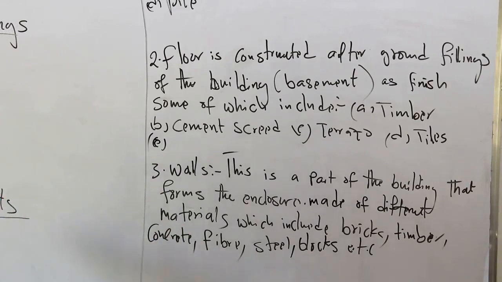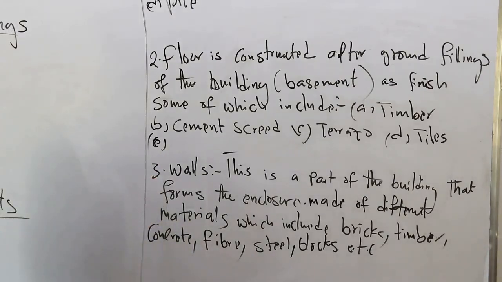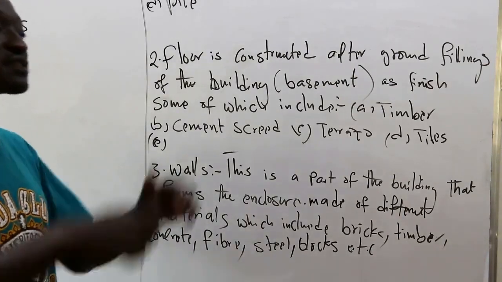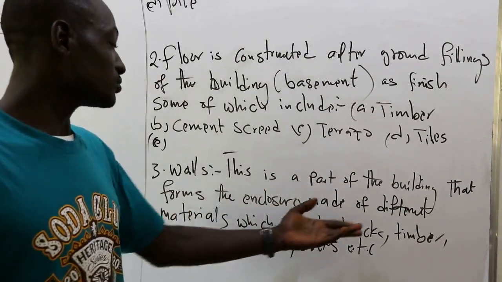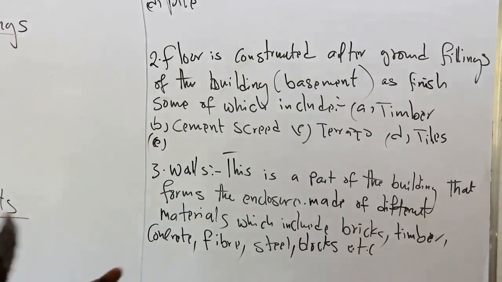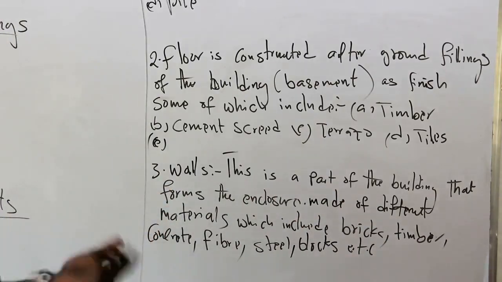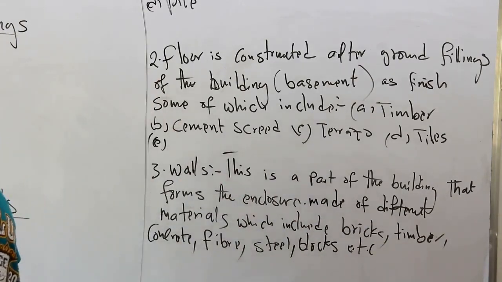So the next type of the building component we are going to look at is the wall. The wall forms part of the building. Okay, it serves as enclosure to the building. And then we have different types of wall. We have the lateral wall, we have the two-touch wall, we have the racking wall, and then they also serve their function. So these walls are made of different materials.